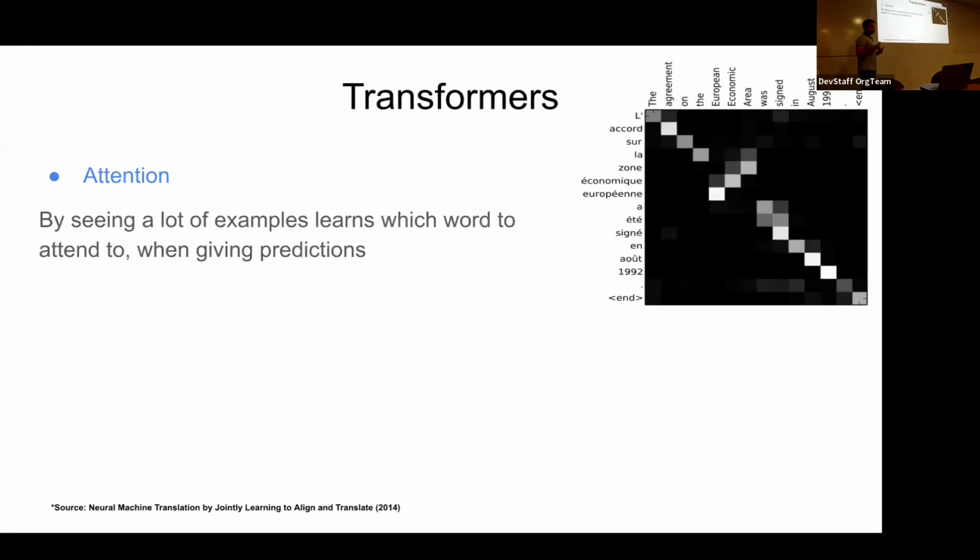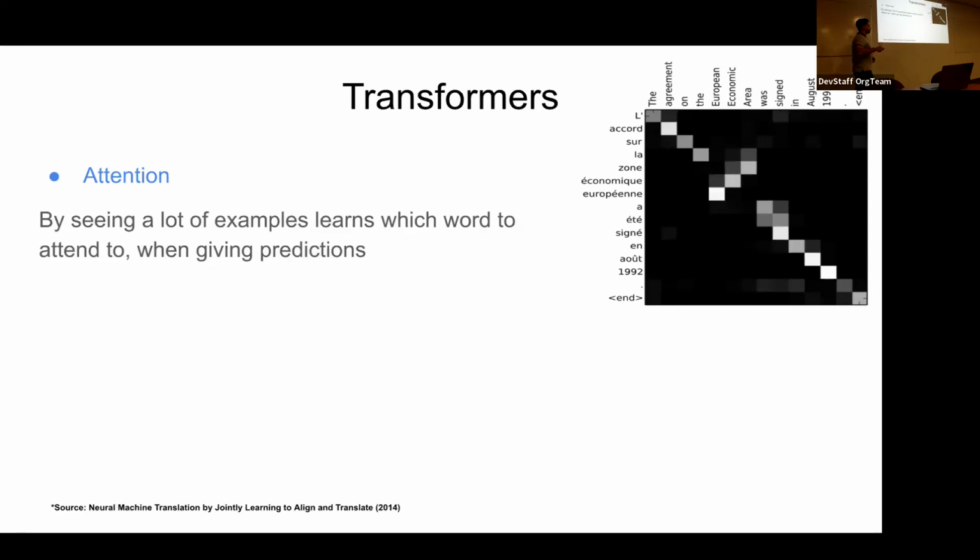Another concept is attention, as we can tell from the title of the paper, "Attention is All You Need." Attention is very important in these networks. So by seeing a lot of examples, the network learns in which word to attend when it gives its predictions. Attention was not introduced in that paper. It was actually introduced in 2014 in this paper here.